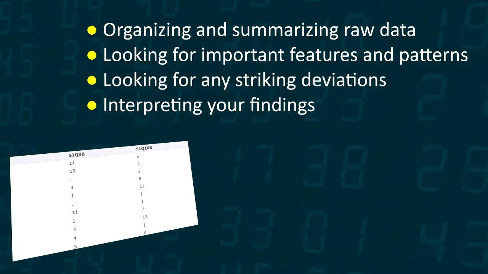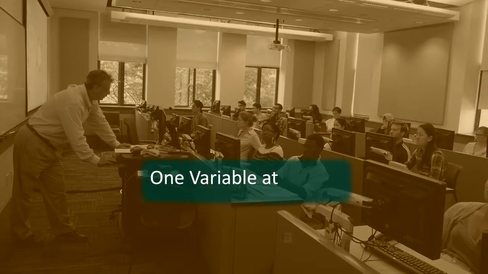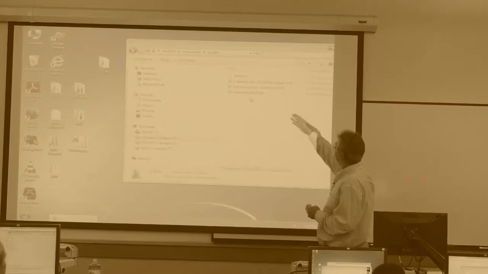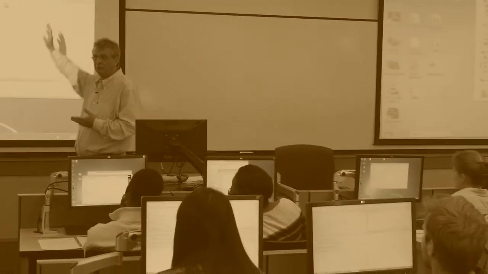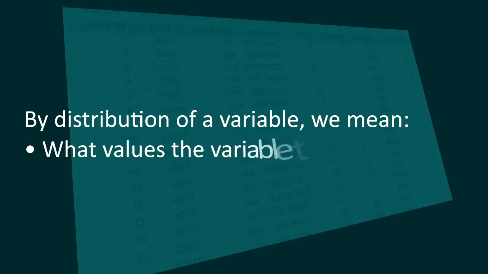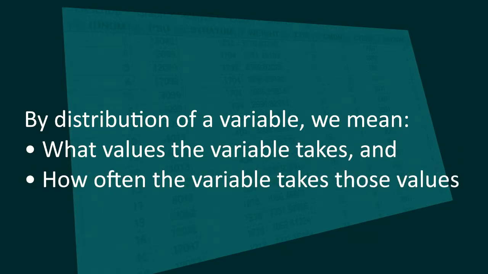We begin exploratory data analysis by looking at one variable at a time, also called univariate analysis. In order to convert raw data into useful information, we need to summarize and then examine the distribution of any variables of interest. By distribution of a variable, we mean what values the variable takes and how often the variable takes those values.